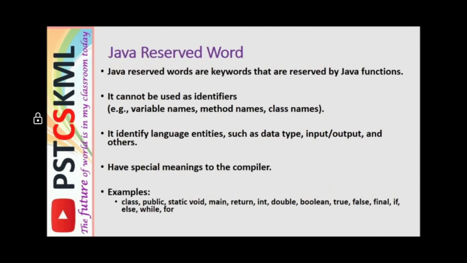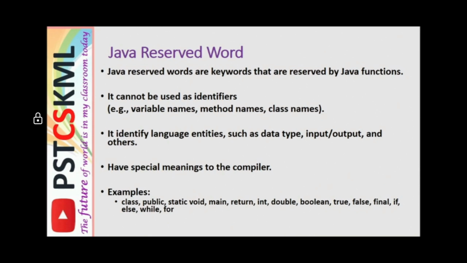Okay, move to Java reserved words. Java reserved words are keywords that are reserved by Java for its functions. They cannot be used as identifiers. For example, we cannot use them for a variable name, method name, or class name. They identify language entities such as data types, input or output, and others.